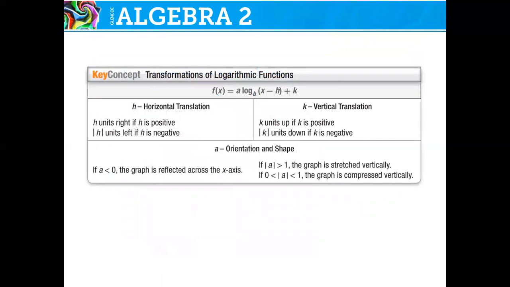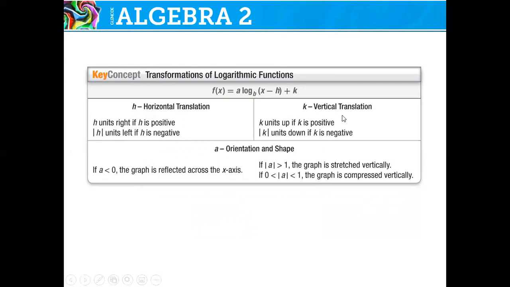After learning how to graph the logarithmic function, we know the parent function. Now we need to know how to apply the transformation for this function: f of x equals a log base b of x minus h, plus k. h is for the horizontal translation. If h is positive, I go h units right. If h is negative, I go h units left.